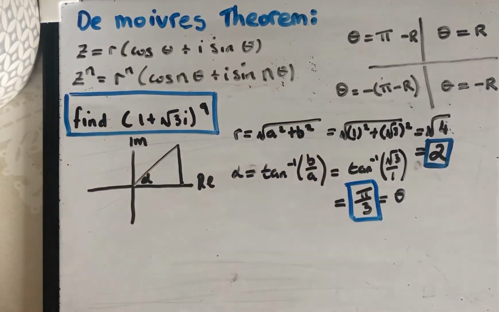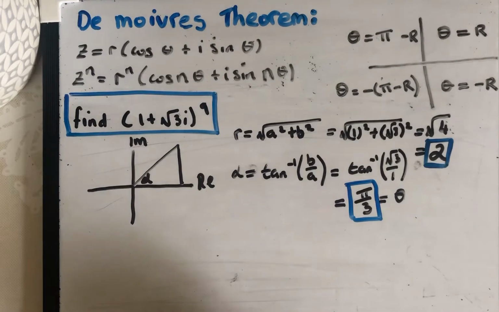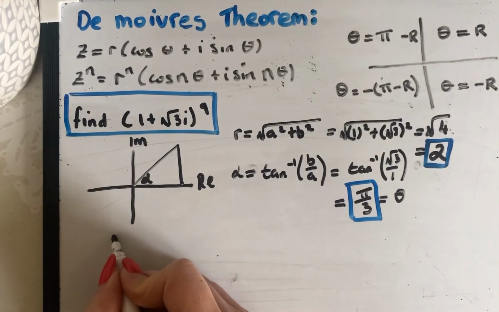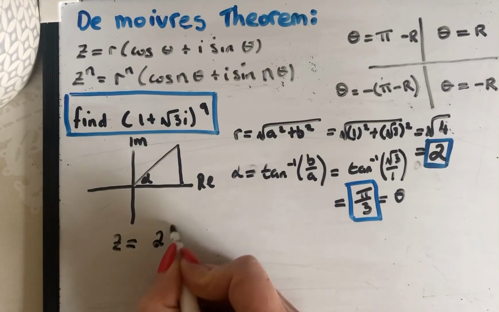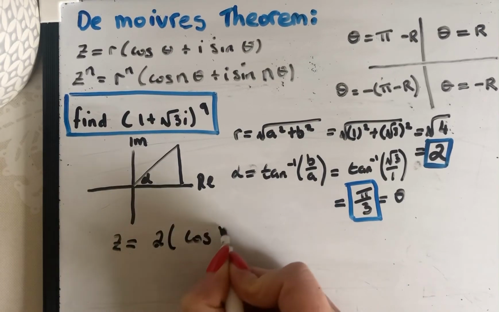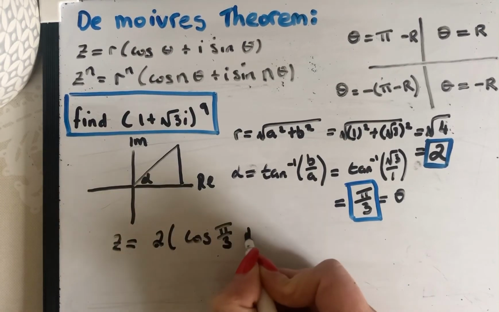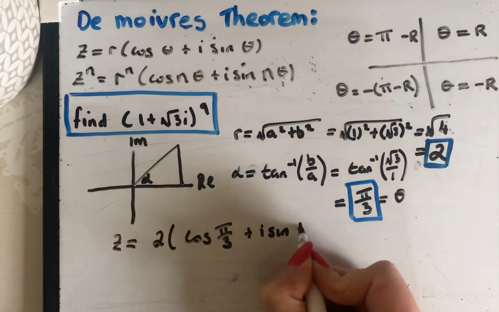Now let's input these values into our polar form. So z is equal to 2 cos pi over 3 plus i sine pi over 3.